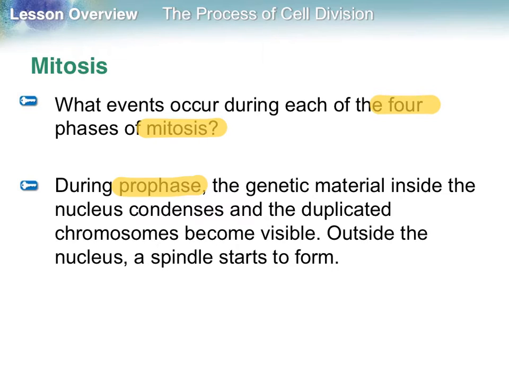In the preparing for cell division, we see the genetic material inside the nucleus condense, and duplicated chromosomes become visible, and then outside the nucleus, a spindle apparatus starts to form. So those are the main steps during prophase.